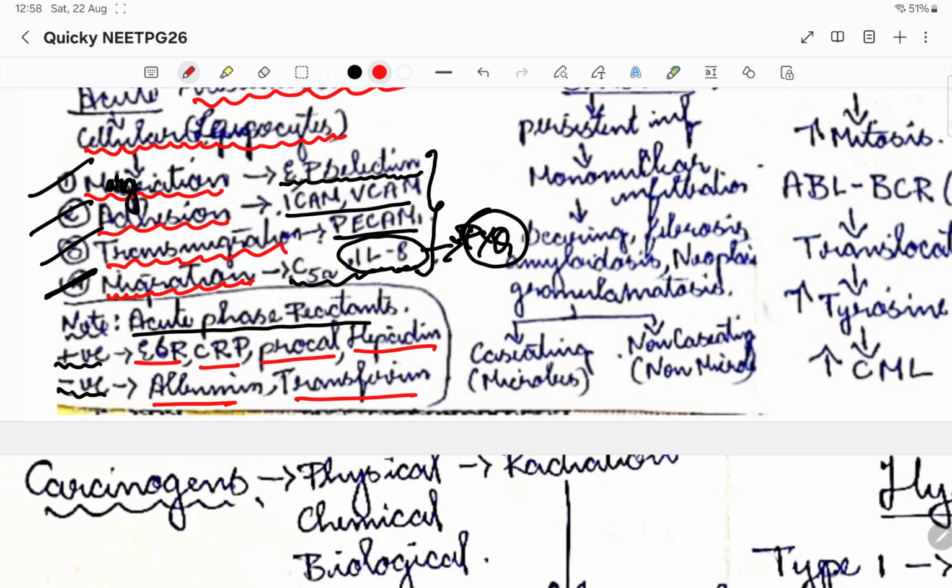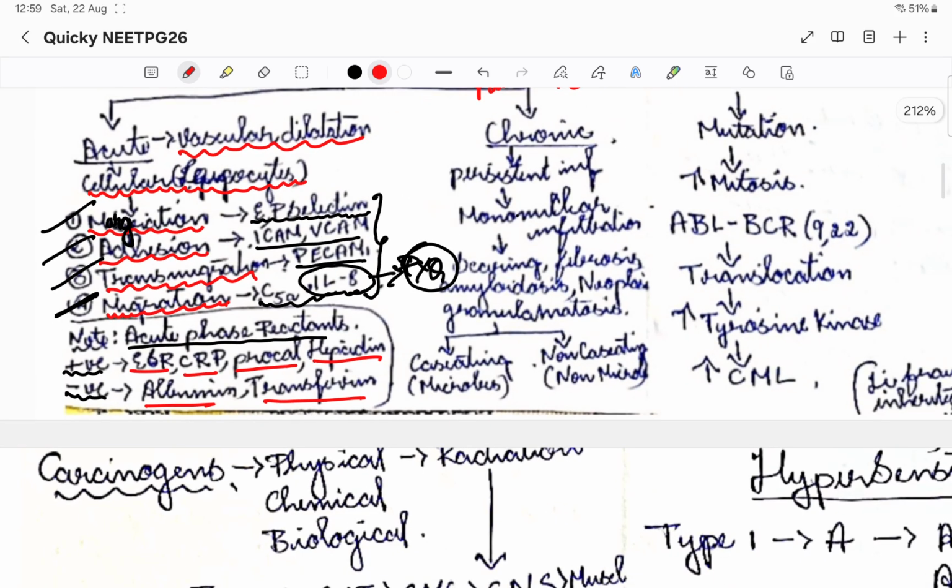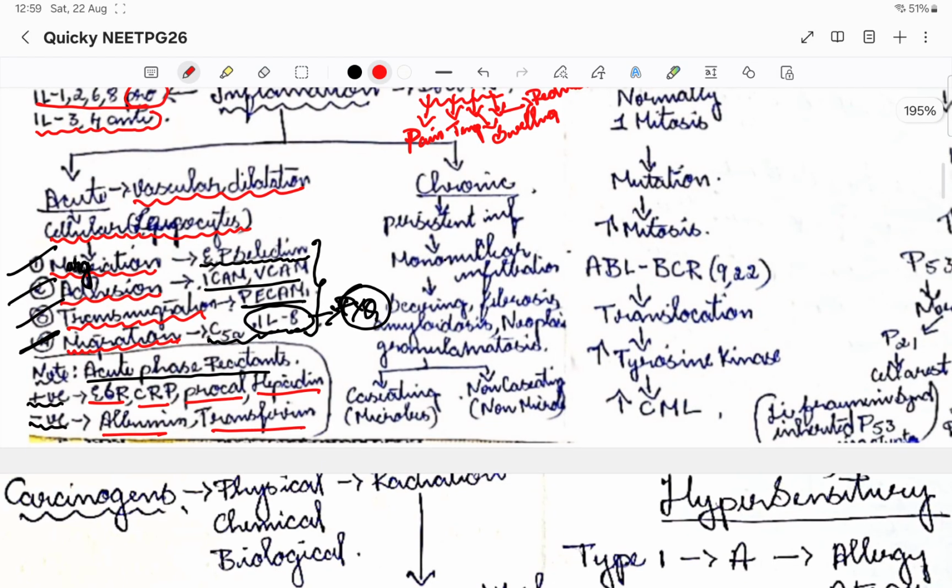Then a negative acute phase reactant means these values will be reduced. Albumin and transferrin values will be reduced. Why the transferrin value will be reduced, I'll tell you when we are discussing iron metabolism later in other chapters. But for now, remember, albumin and transferrin values will be reduced. Why both of these will be reduced, I'll tell you later in systemic topics. For now you remember this.